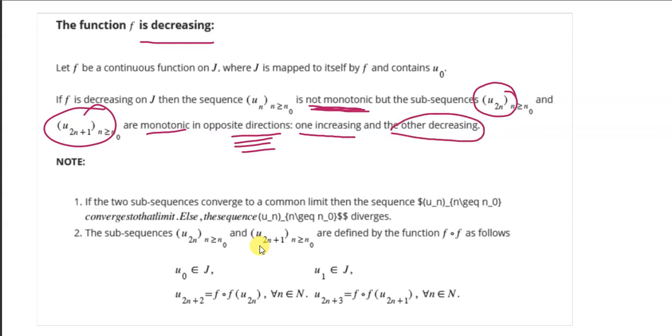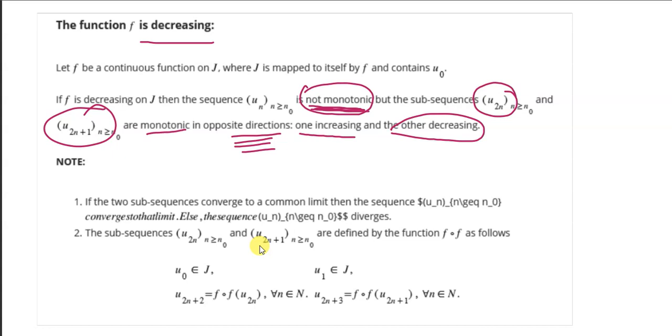It means that if one of them is increasing, the other will be decreasing. So let's repeat. If the function is decreasing, the monotonicity of the sequence is not defined. We don't have a monotonic sequence, but we have two subsequences. The two major subsequences of the sequence un are monotonic in opposite directions. It means that one of them is increasing and the other is decreasing.